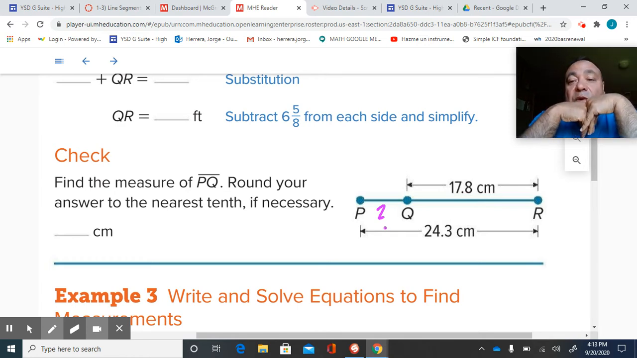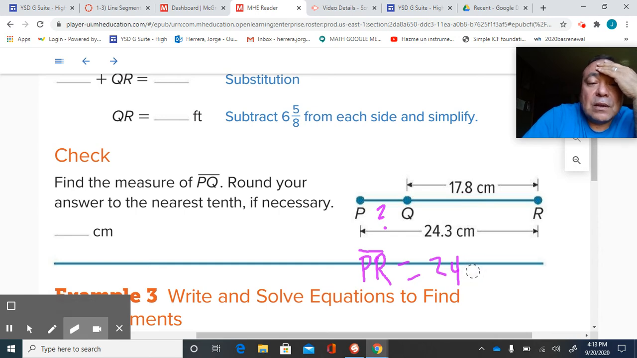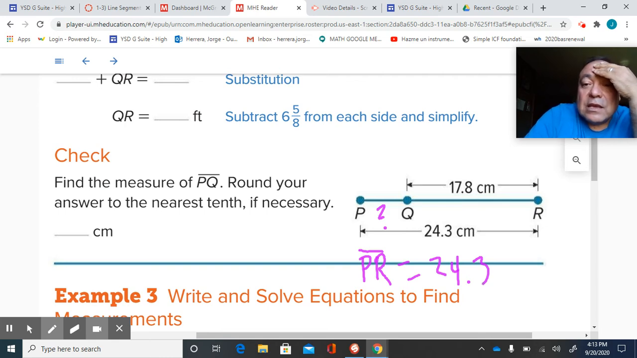Well, the good thing is that we know what QR is and what PR is. So we know for a fact that the segment PR equals 24.3. And then the segment QR equals 17.8. Now all we need to do here, guys, is subtract. We need to subtract these two.